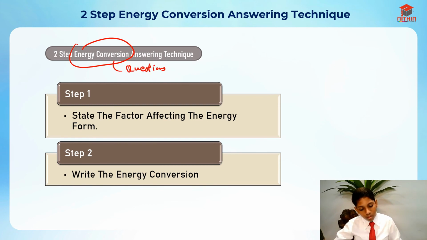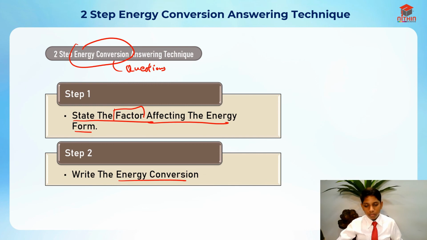For step 1, you need to state the factor. I went through many factors affecting the energy form, and all the energy forms I went through which had factors affecting them are the ones that will be tested in exams. Step 2, write the energy conversion. So you need to write, for example, all the kinetic energy has been converted to gravitational potential energy. I hope you understood that. Now let's move on to a real life example so that we can apply this technique.